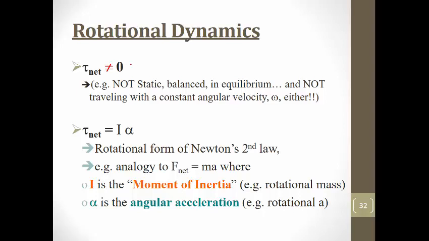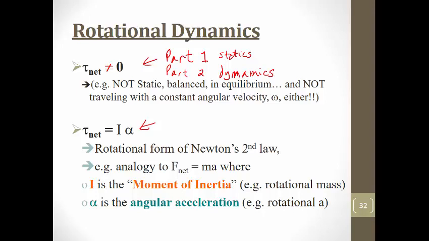But pretty much in part 1, we talked a lot about statics if we talked about a system. And now in this part 2, we're going to talk about dynamics, which means that we're going to apply the rotational form of Newton's second law.